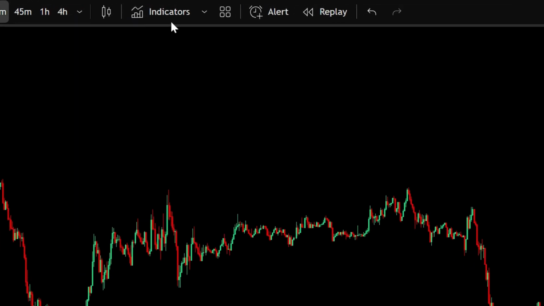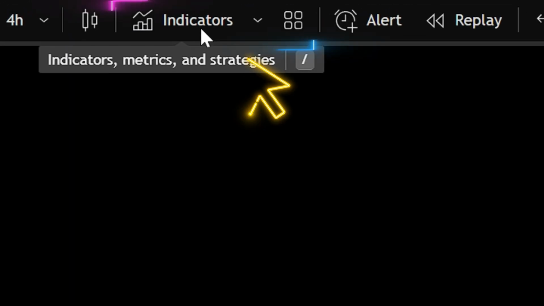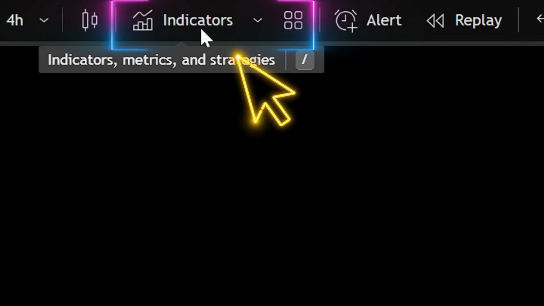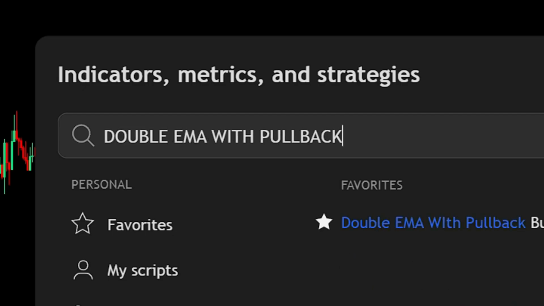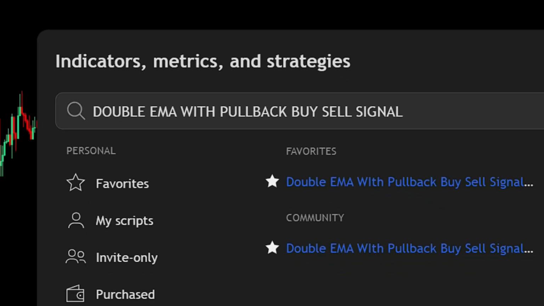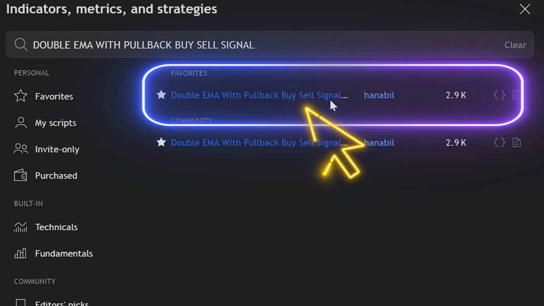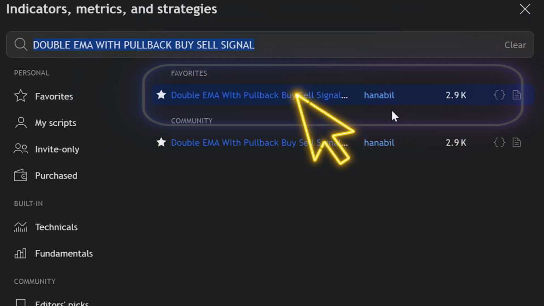Getting the tool on your chart is very simple. Head up to the top of the TradingView platform and click on the Indicators button. When the search window pops up, type in double EMA with pullback and hit enter. You're looking for the specific one created by a user named Hannibal. Click on that one to add it to the chart.